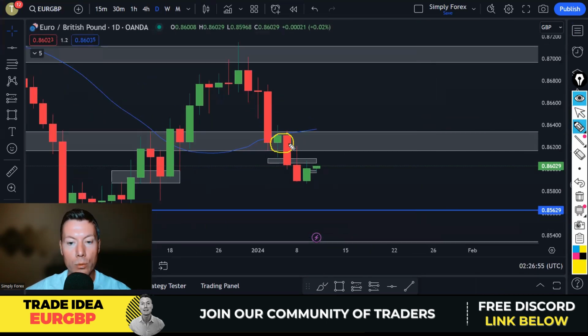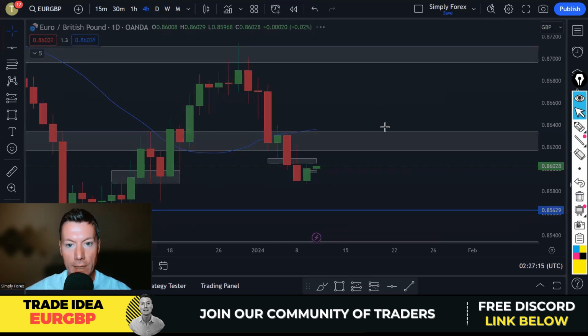If this level held and price shot up, I wouldn't have been interested. But as you can see, price has broken that level. And we're seeing bearish, bearish, bearish. Although this was a bullish candle yesterday, look at the top wick. We've still had rejection at this level.